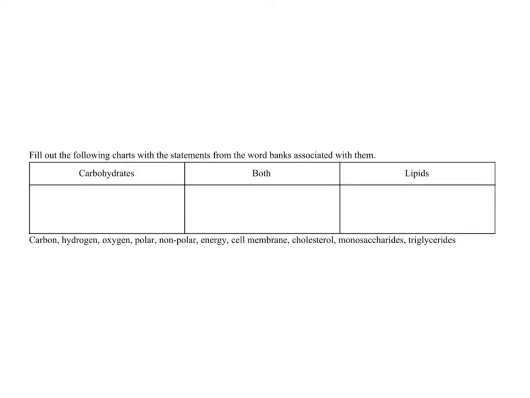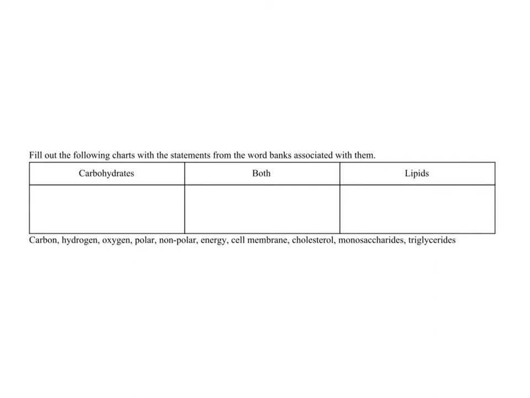We're going to look at the elements that they're made out of, their chemical properties, as well as the monomer pieces that make them up and where they might be found in the cell. So I'm going to break this down one by one for the comparison. Let's start with carbohydrates and lipids.